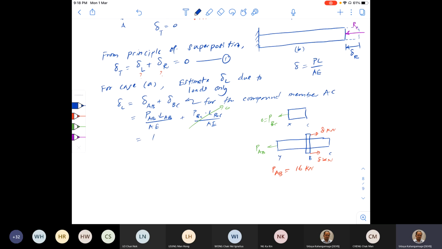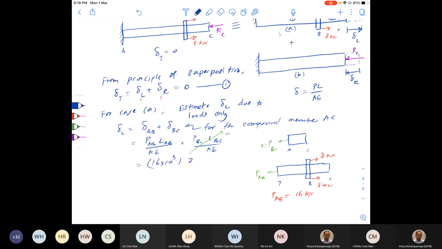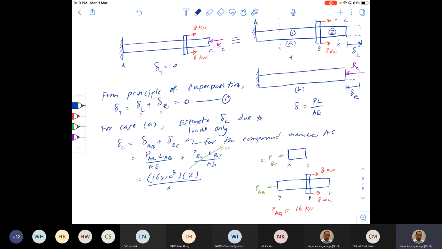So now you can simply substitute the numbers and find out delta L. That is 16 into 10 to the power 3 into LAB. LAB is 2 meters. AE, those values are not given, right? Just keep it as it is, AE. Okay, and we got another equation here, and mark that equation as A.